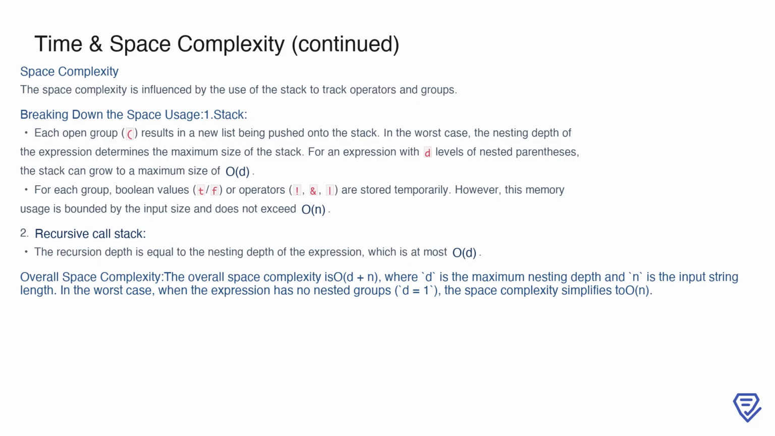Another factor is the recursive call stack, where the recursion depth is also limited by the nesting depth, contributing O(d) to the space complexity. When we combine these, the overall space complexity becomes O(d + n), where d is the maximum nesting depth and n is the length of the input string. If there are no nested groups, meaning d equals 1, the space complexity simplifies to O(n).